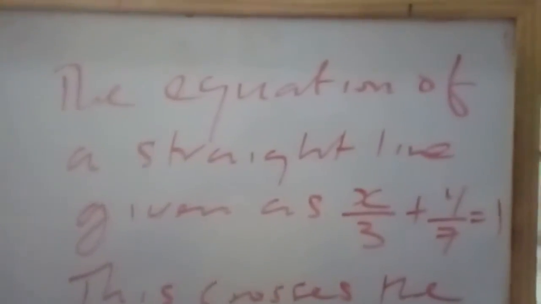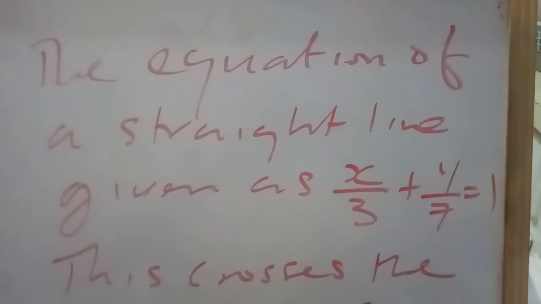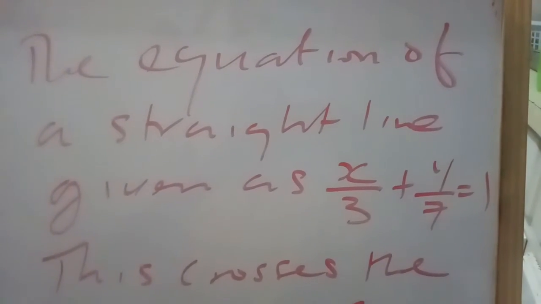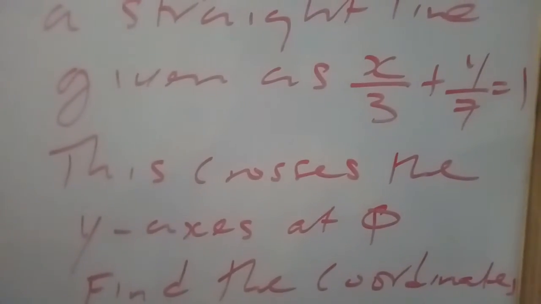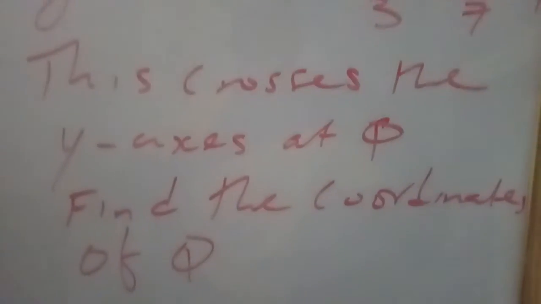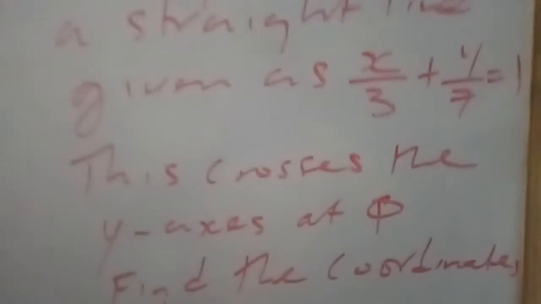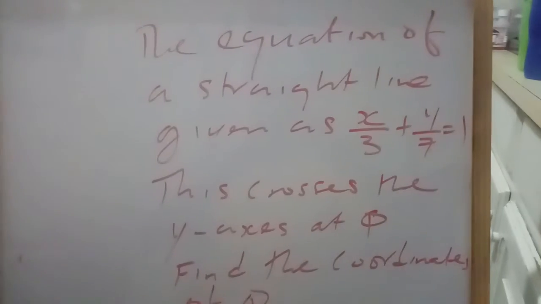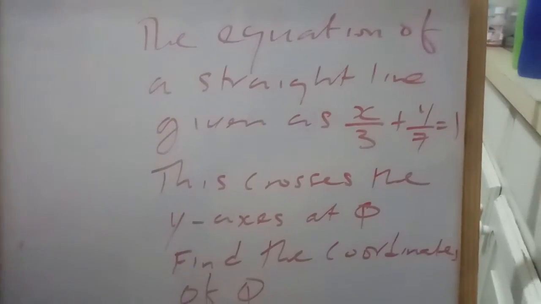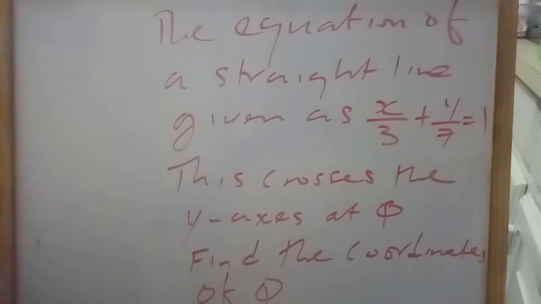All right, so look at the question again. The equation of a straight line is given as x over 3 plus y over 7 is equal to 1. This crosses the y-axis at Q. Find the coordinates of Q. Let's see how we would work out this question. Okay, so I'm going to pause the video. You try and do it and we'll soon come back.